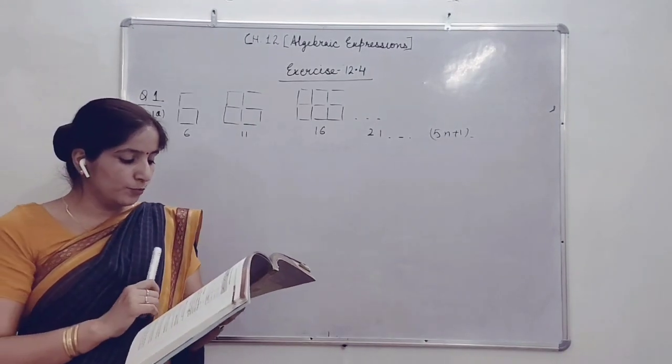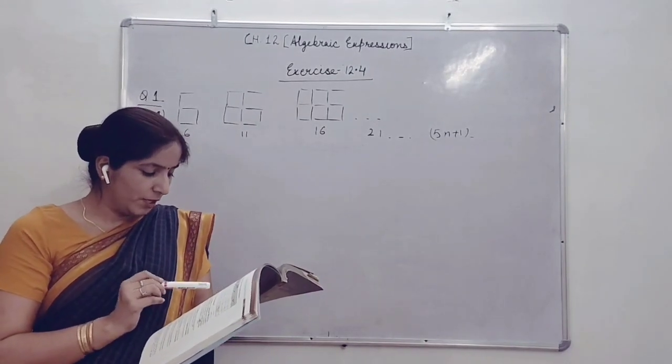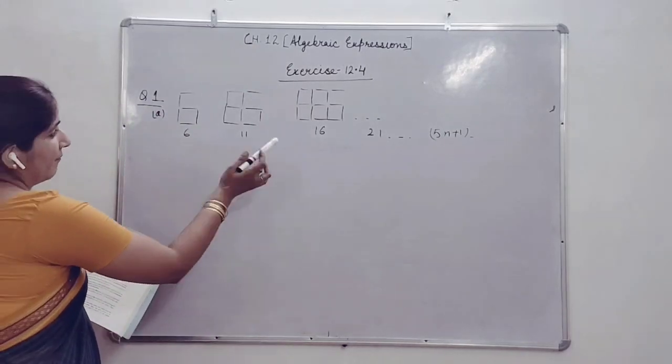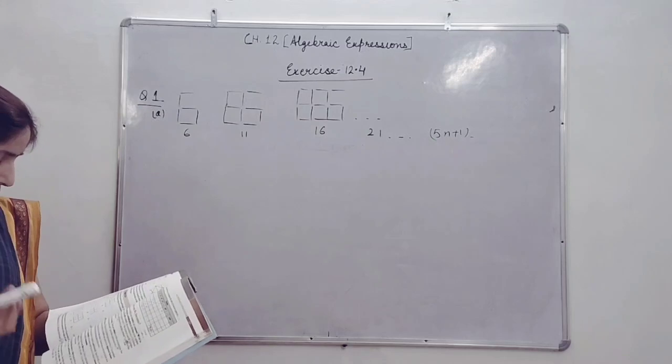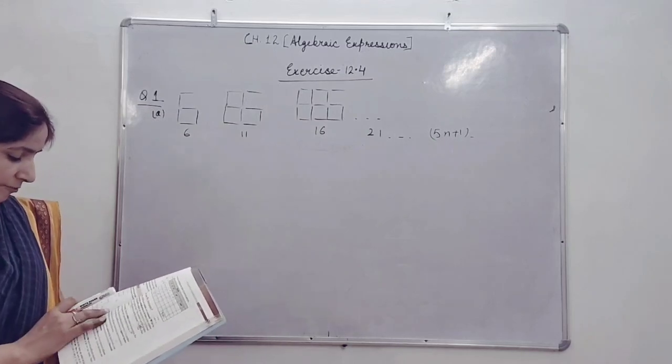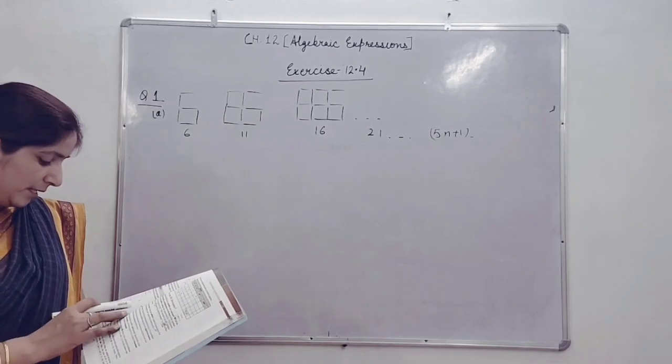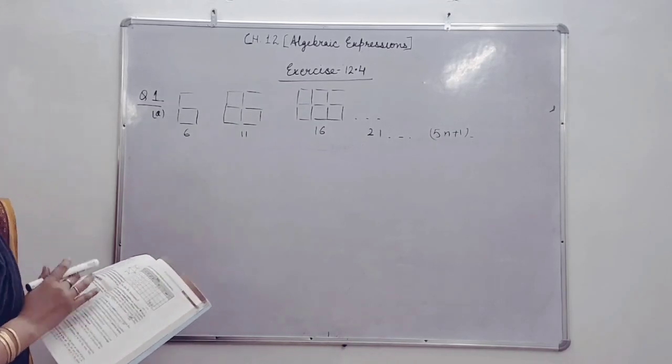So in 12.4, question number 1. Now in this question the different patterns are given. There are 3 parts A, B, C. I am telling you the first part. So on the similar lines you can do the next 2 parts. It's very easy.